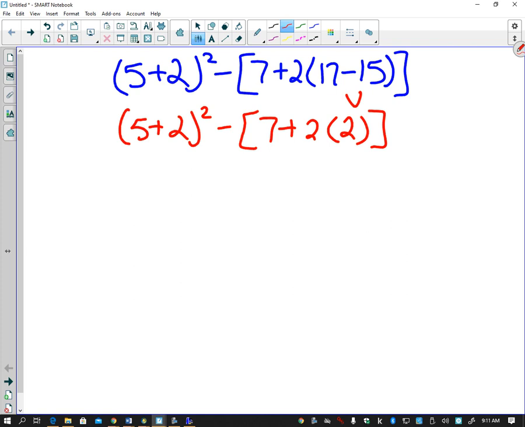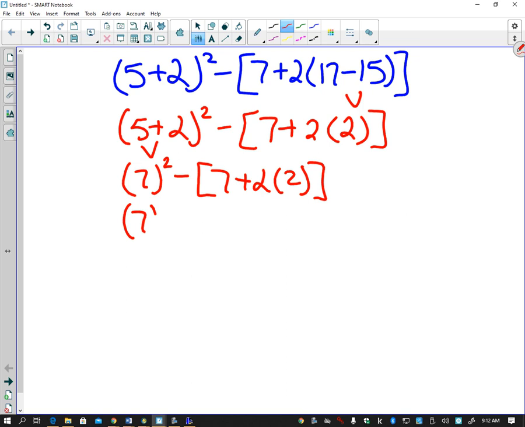What would you do next? Okay, still sticking with parentheses. Good. Okay, we can do 5 plus 2. That's fine. 5 plus 2 is 7. So 7 squared minus bracket 7 plus 2 times 2. Okay, let's go from here. Salih? 2 times 2. Yeah, we can do that. So we got 7 squared.